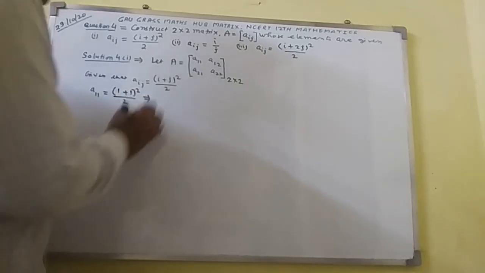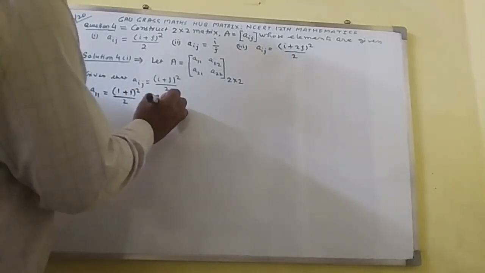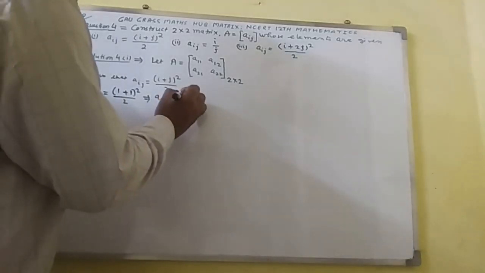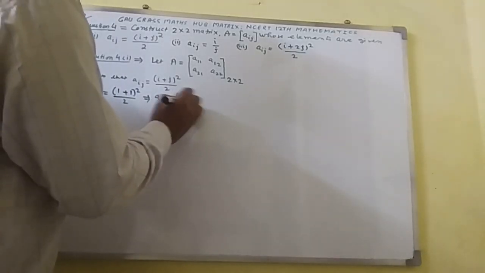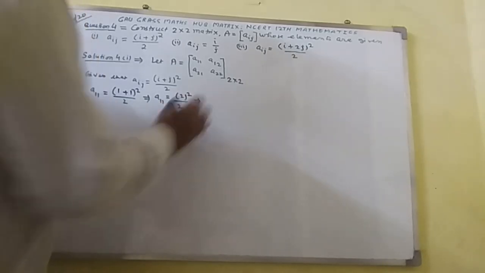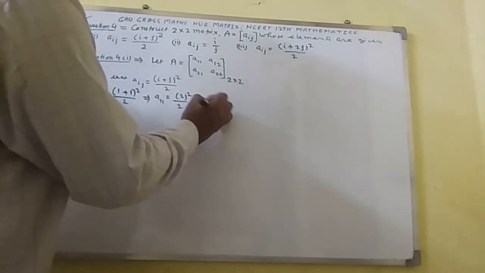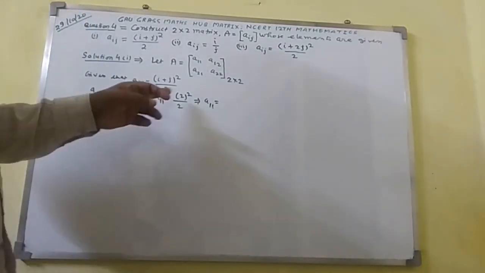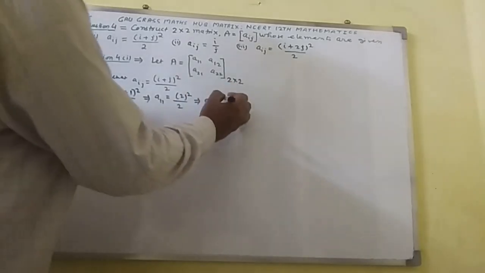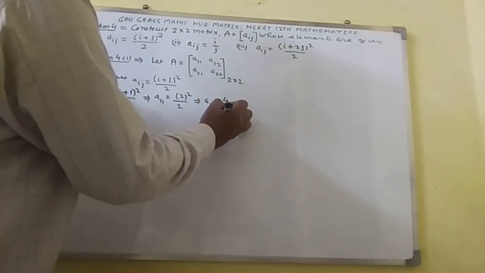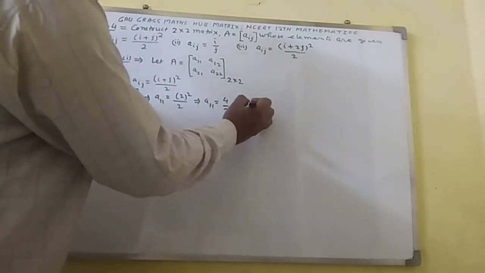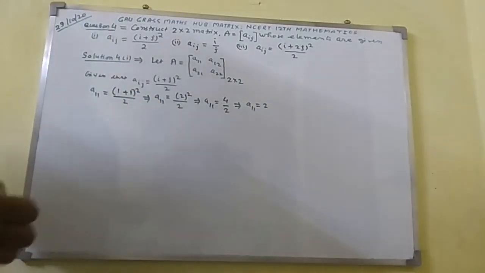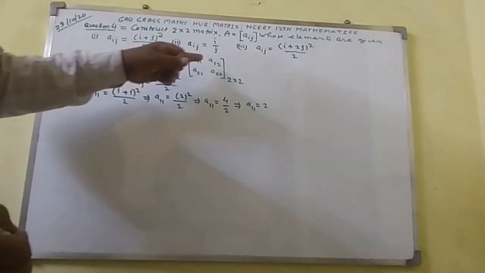Imply that a11 equal to (1 plus 1), you will get here 2, whole square over 2. So you will get 2 square is 4 over 2. Imply that a11 equal to 2, you will get here 2.